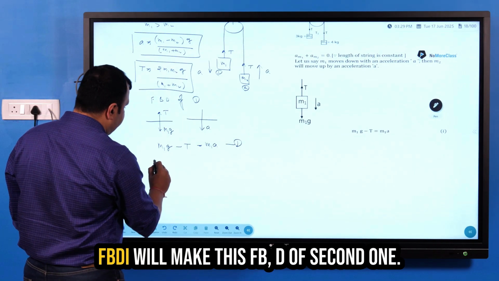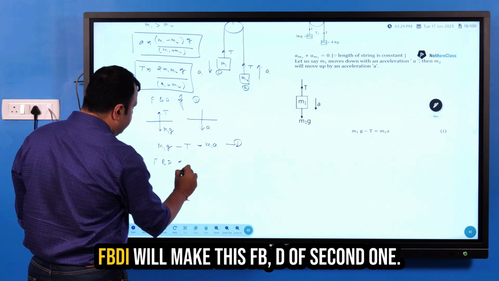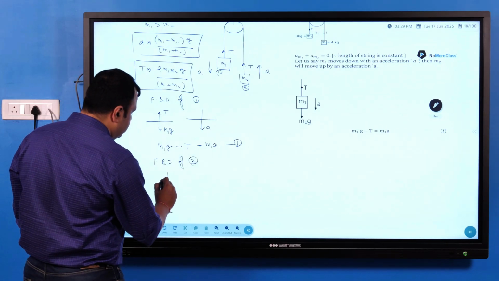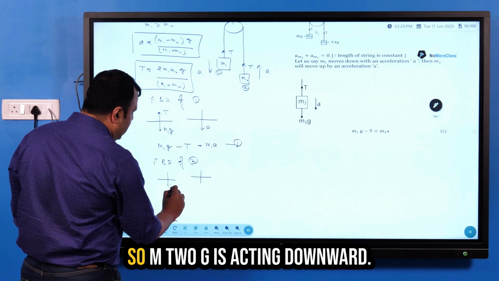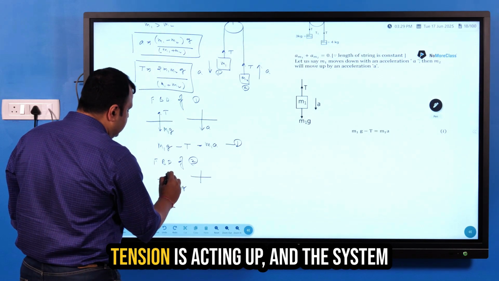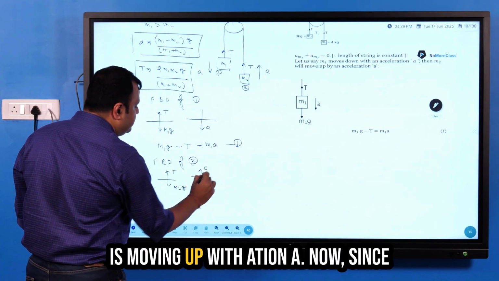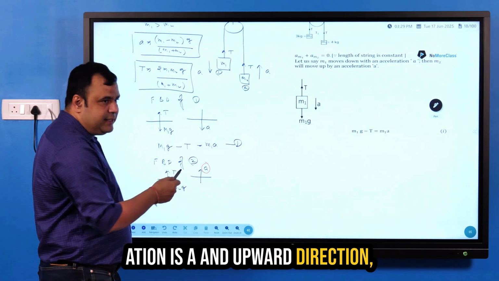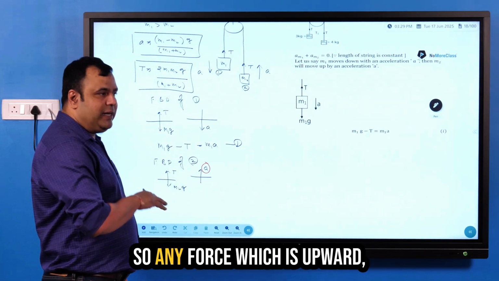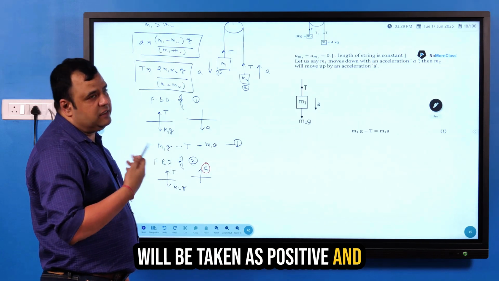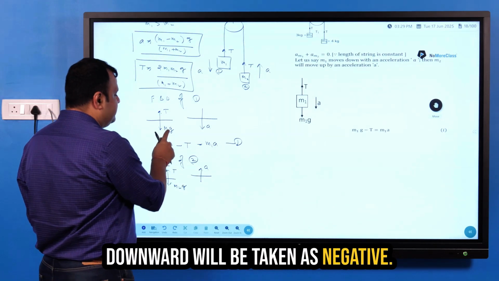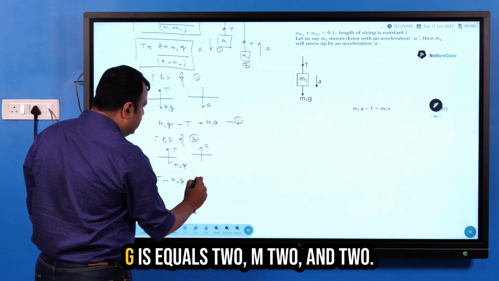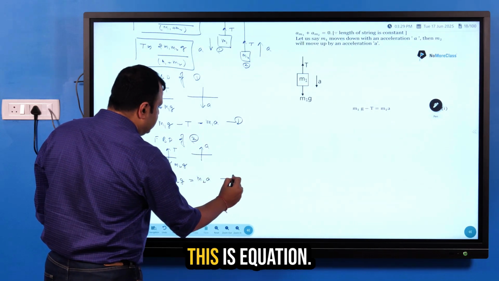Now I'll go for the second FBD. I'll make the FBD of the second one. So M2G is acting downward, tension is acting up, and the system is moving up with acceleration A. Now since acceleration is A in the upward direction, upward will be positive this time. So any force which is upward will be taken as positive and downward will be taken as negative. So the equation will be T minus M2G is equal to M2 into A. This is equation 2.